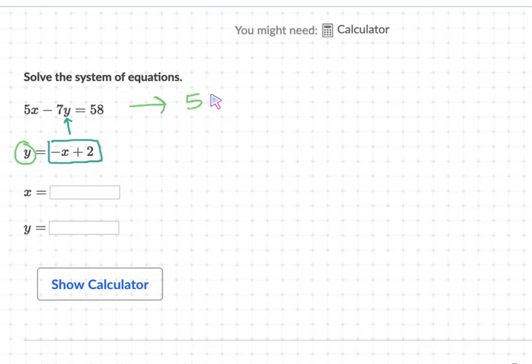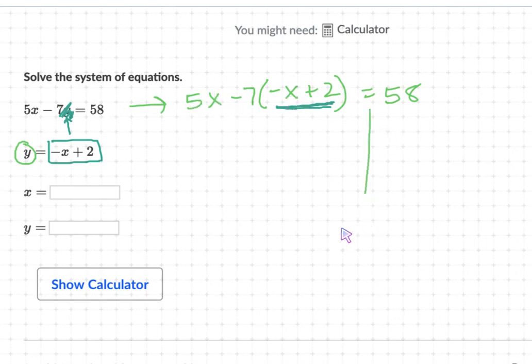Let's rewrite that. Instead of 5x minus 7 times y, I'm going to put 7 times negative x plus 2. I'm going to put it all in parentheses because those go together. So again, instead of 7 times y, I put in 7 times negative x plus 2 because that's what y is equal to. So y got taken out, and instead of y, we put in negative x plus 2. And then we can solve it, and we just have x's left over. So at the end, we should get an answer of x equals something.